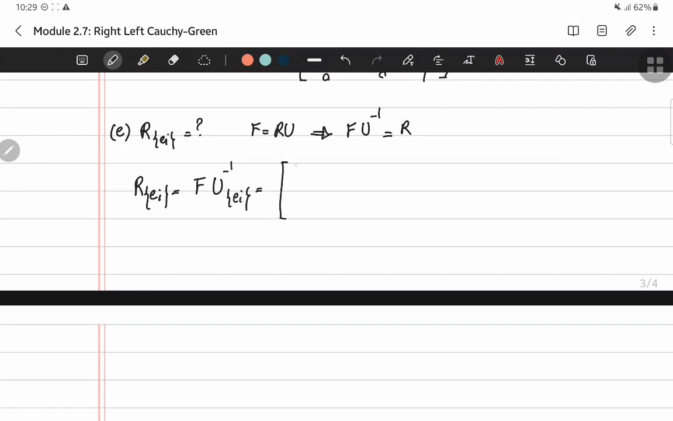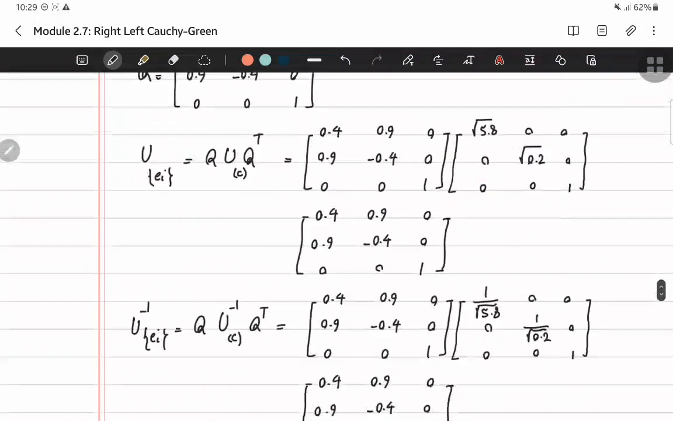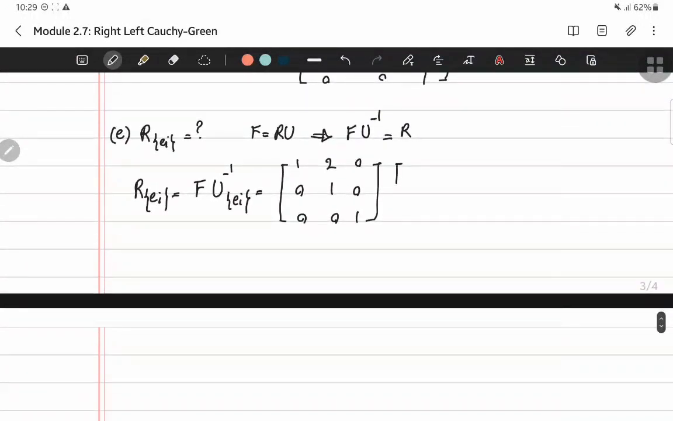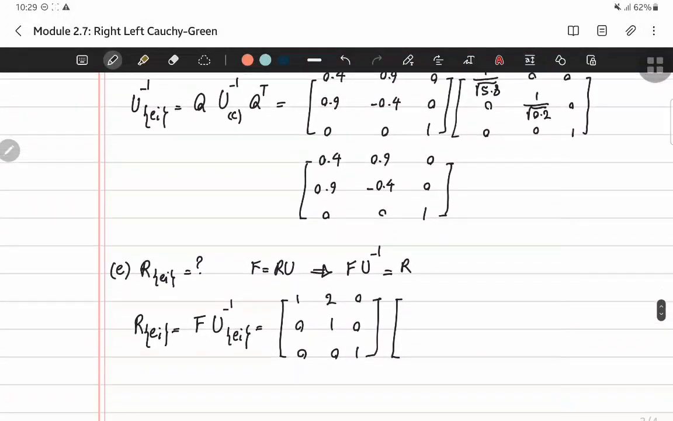So I have F, which is 1, 2, 0, 0, 1, 0, 0, 0, 1, if I remember correctly. 1, 2, the rest correct. All right, then I have this U inverse in here, which I copy from the book. So I have 1.2, minus 0.7, 0.7, 0, 0, 0, 1. And finally, you can get this orthogonal tensor in here.